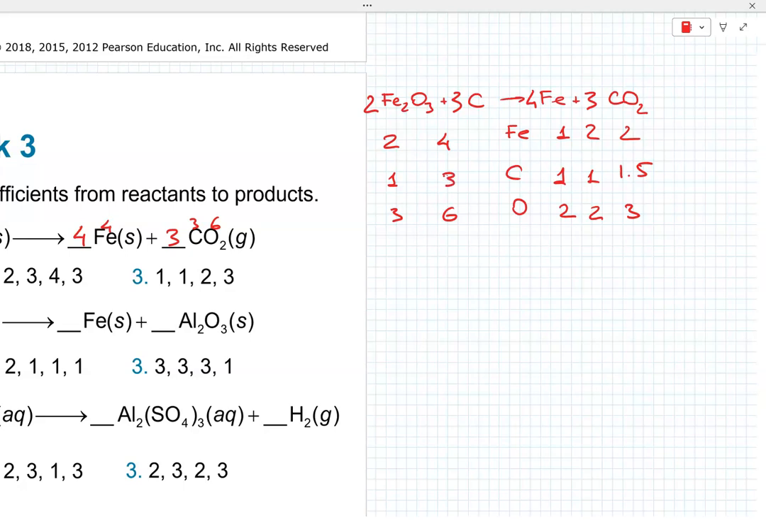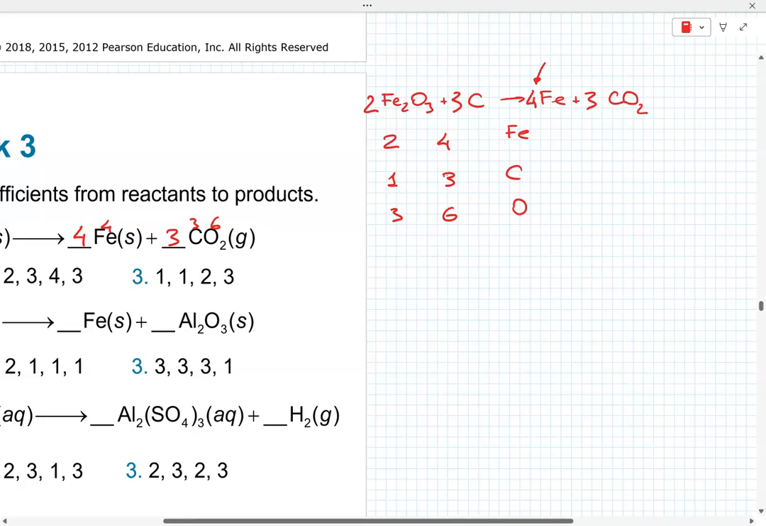How many irons do we have on the right? On the right. How many irons? Forget about that. How many irons do we have on the right now? Carbons. Oxygens. You just told me what I need to do to calculate the number of oxygens. Yes. Left and right are balanced. Okay?